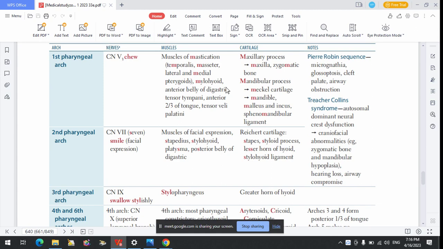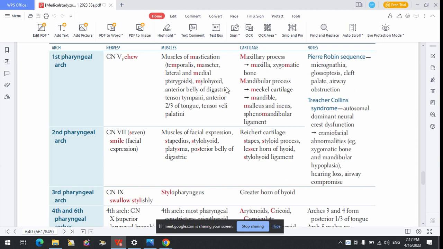Then there's the muscle of mastication and the mylohyoid. That's a quick way to remember. Then you remember the A's too: the anterior belly of the digastric muscle and the anterior two-thirds of the tongue. Then the T's. So the acronym can just be MAT. The T's will be your tensor veli palatini, as well as the tensor tympani. Tensor tympani in the ear, tensor veli palatini of the soft palate.